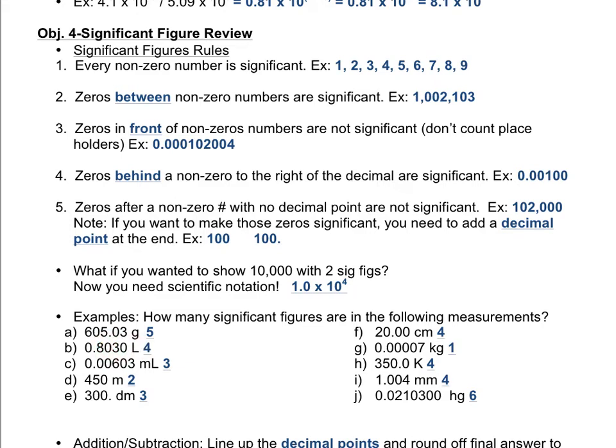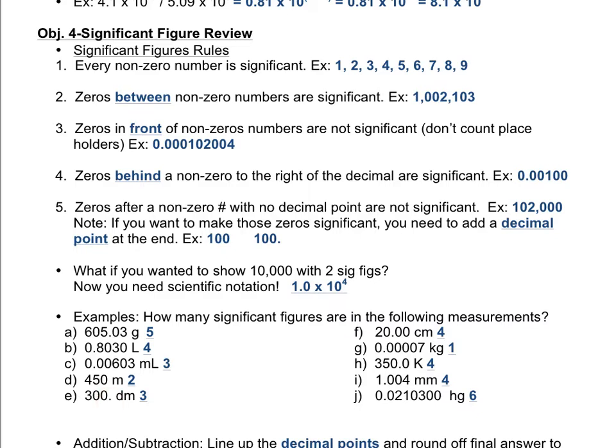So that has 4. In C, these zeros in front here do not count. This 0 is in between, so it counts. So we have 6, 0, and 3 all count, so you have 3 sig figs. D, 450, since there's no decimal point there, only the 4 and the 5 count. There needs to be a decimal point, just like we talked about up here. So that one only has 2. Looking at E, the 3 definitely counts, and we have a decimal point there, so that means we know it's exactly 300. So all of those would be significant because of that decimal point, so it has 3.